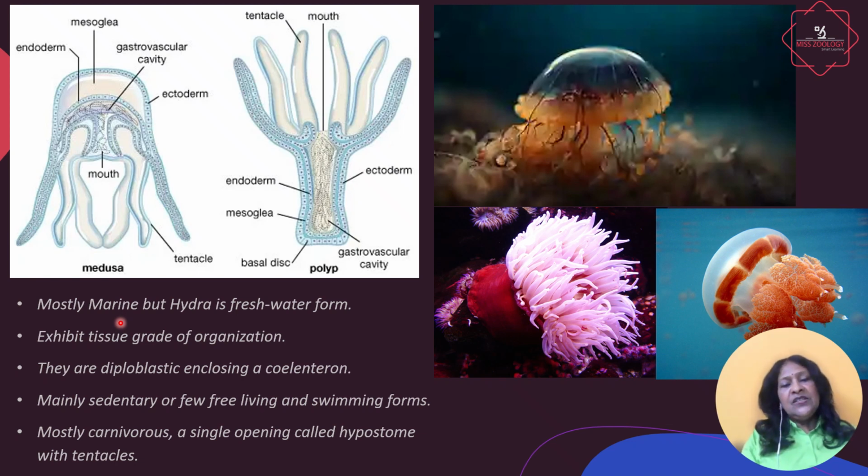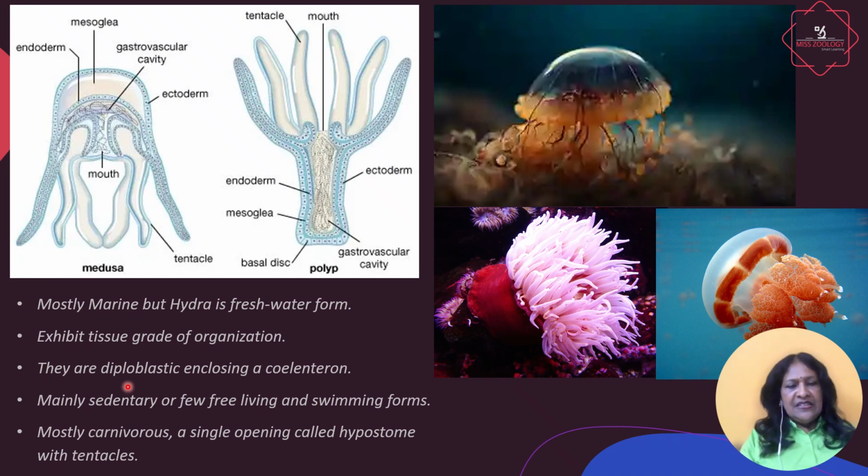They exhibit diploblastic organization. What is this? Two layers of cells. That is, a cellular layer which is towards the outside is called the ectoderm, and the cellular layer which is internal is called the endoderm. And what do they trap inside? They trap a coelenteron, which is their body cavity, giving them the name Coelenterata.